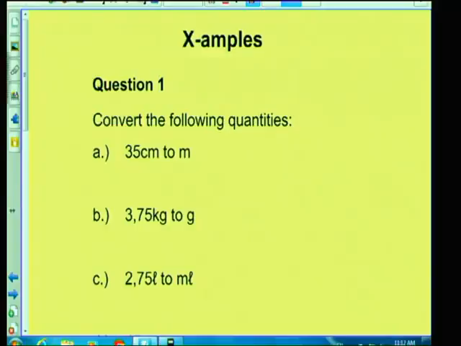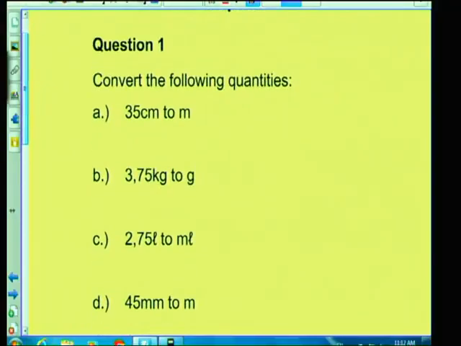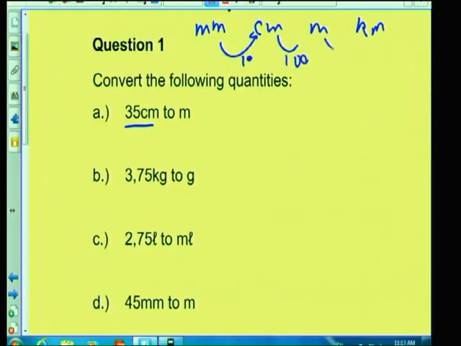Typical type of paper 1 question. So let's have a look at it. You're given the following quantities and you're asked to make some conversions. Now the first one, 35 centimeters, and you need to convert it to meters. Well, you should remember what we said earlier, that we're going to go millimeters, centimeters, meters, and kilometers. And we're going to write 10, then 100, then 1,000. And we're going to use that here.